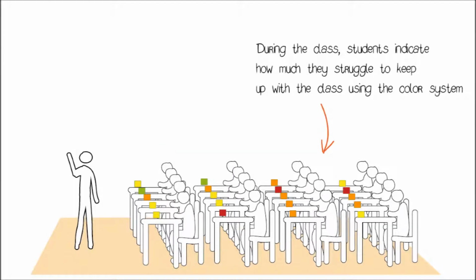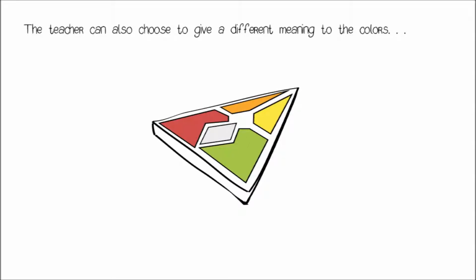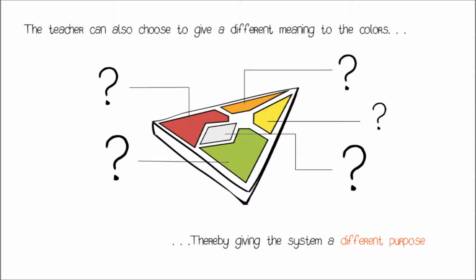During the class, students indicate how much they struggle to keep up with the class using the color system. Meanwhile, the teacher can see the student responses in an overview on his tablet. He can use the provided information to adapt his instruction to better fit the level of the students. The teacher can also choose to give a different meaning to the colors, thereby giving the system a different purpose.